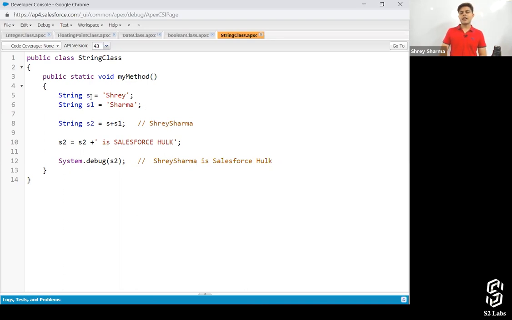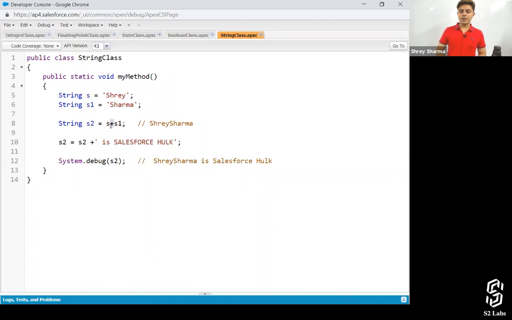I've stored Shrey in s and Sharma in s1. Now over here I'm writing s plus s1, right? So the plus operator acts as a concatenation operator whenever there is even a single string in one of the operands.